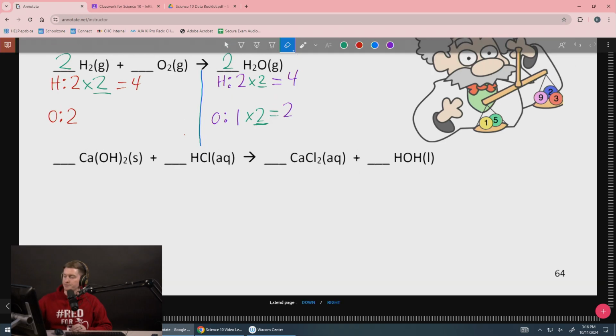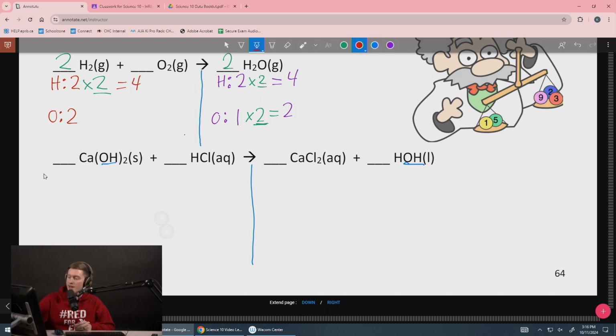Let's take a look at this one. Calcium hydroxide plus hydrochloric acid forms calcium chloride and HOH, which is just water. I'm going to show you a trick here. When we're dealing with polyatomic ions, I'm going to treat them as one thing, unless they're breaking down. This hydroxide, we can treat as one thing because we have an OH over here. So I'm going to treat hydroxide as one thing.